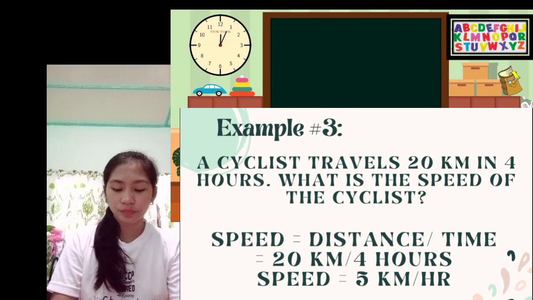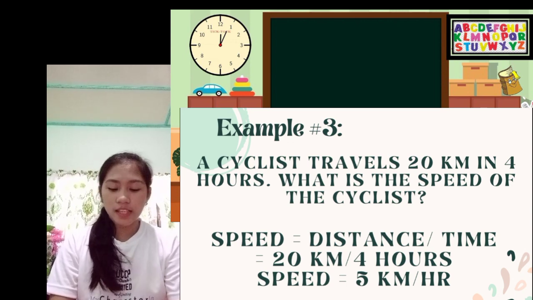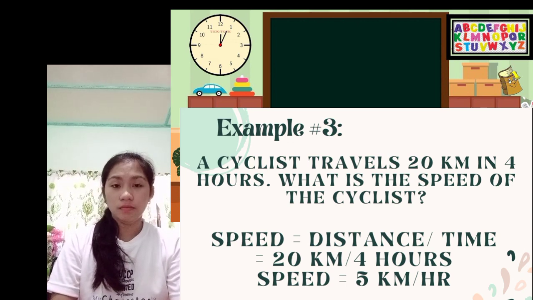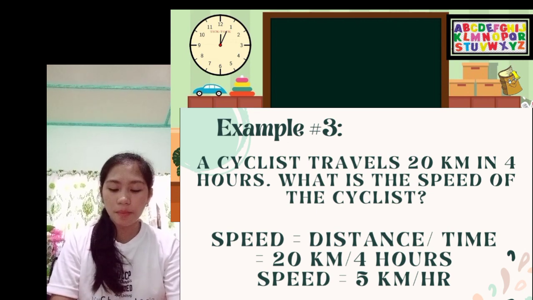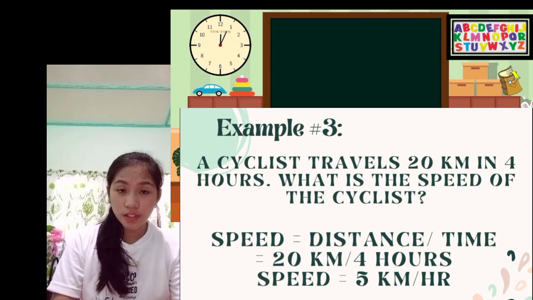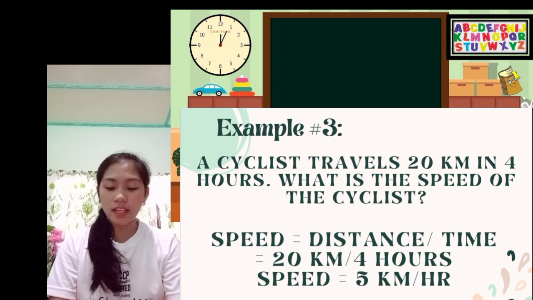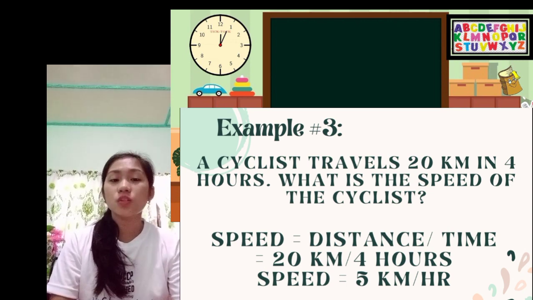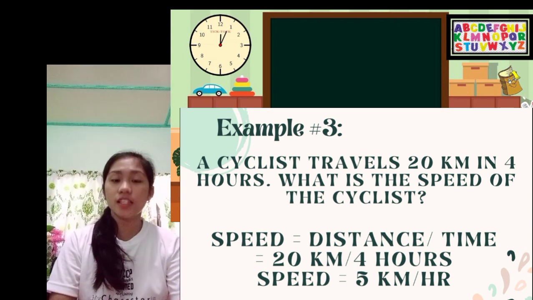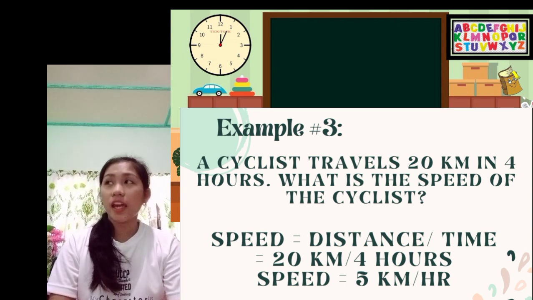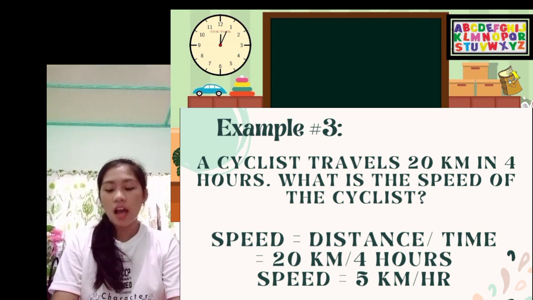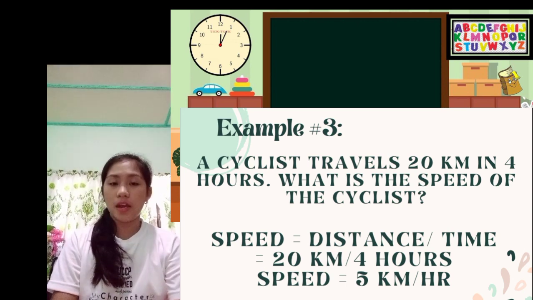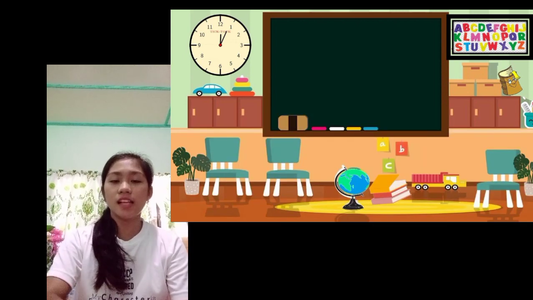Okay, so what is our distance here? Our distance here is 20 kilometers, and our time here is 4 hours. Very good. So let us divide 20 divided by 4 equals 5. So our speed here is 5 kilometers per hour. Okay, last example, class.